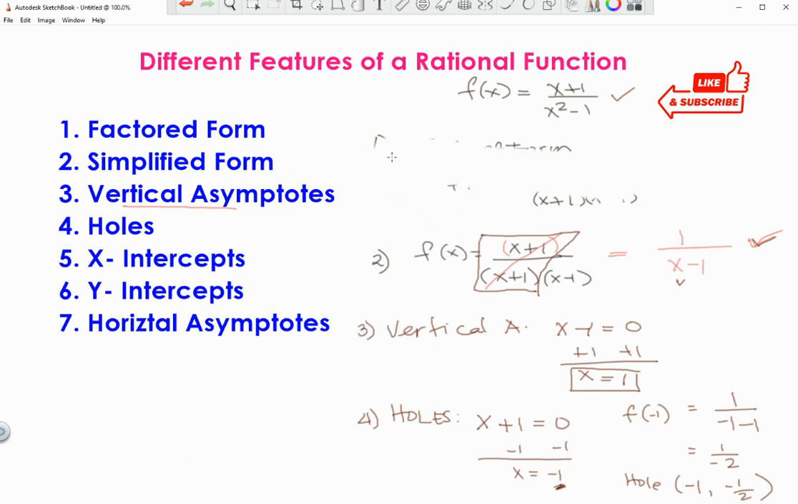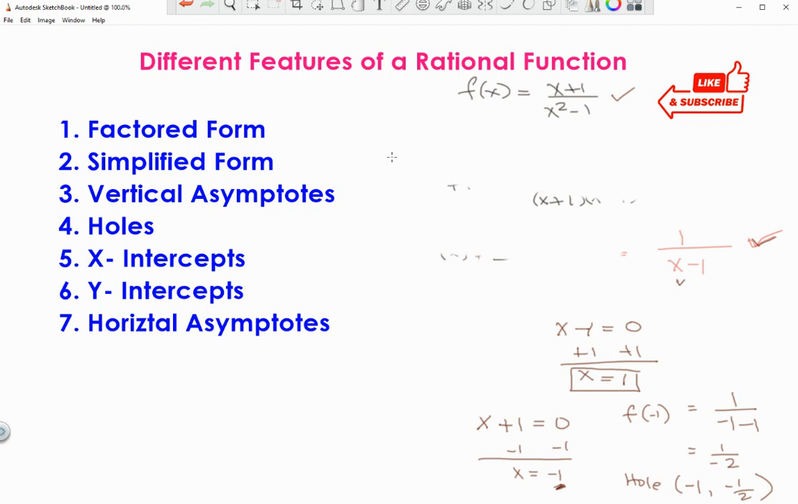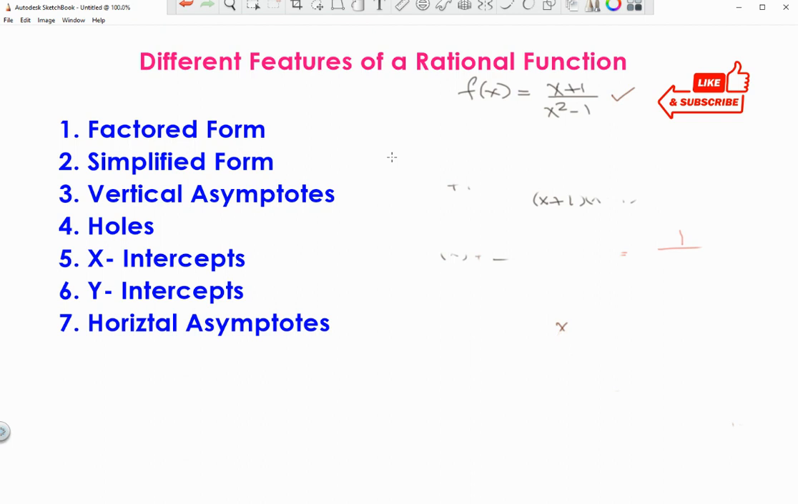All right, so the next question is x-intercepts. Remember, when you have an x-intercept, the value of y is equal to 0. So let's repeat that. For the x-intercept, number 5, x-intercepts mean y equals 0. So that's the f of x. Therefore, you can substitute y equals 0. You can say 0 equals x plus 1 over x squared minus 1.